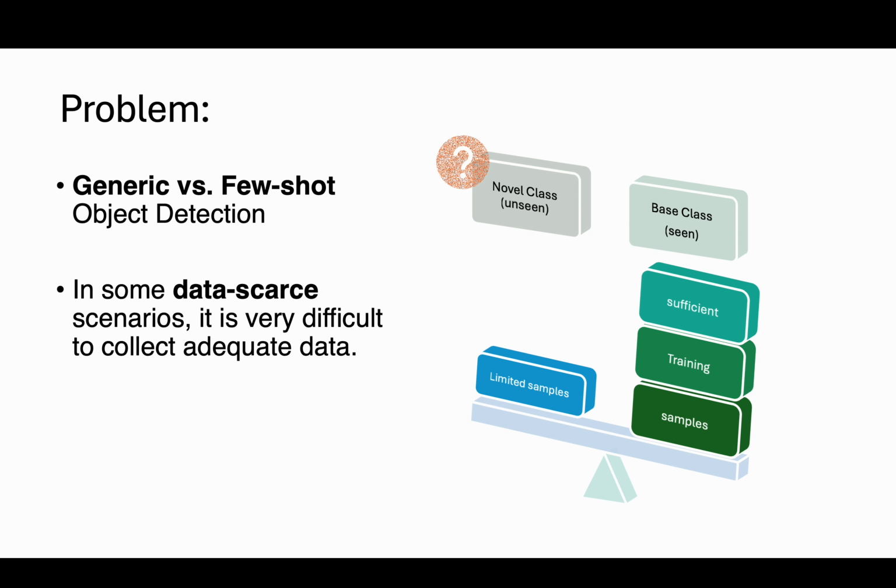Few-shot object detection aims to detect novel objects by generalizing knowledge learned from base-seen classes to novel unseen classes, with sufficient training samples in the former and limited training samples in the latter.